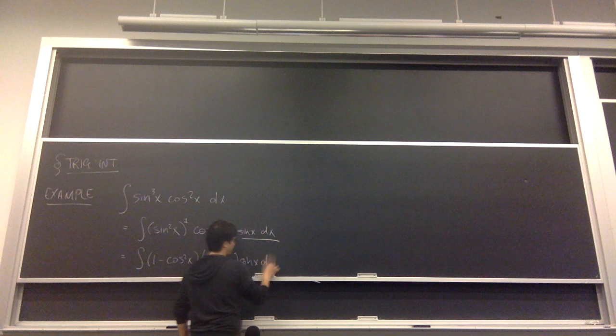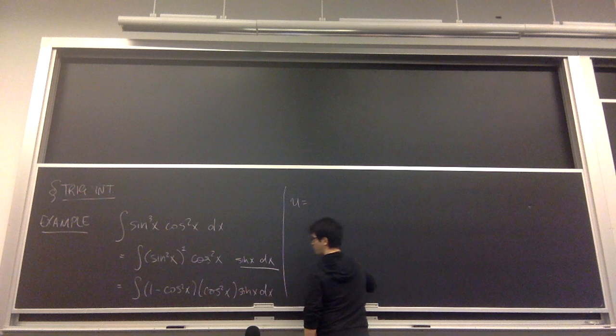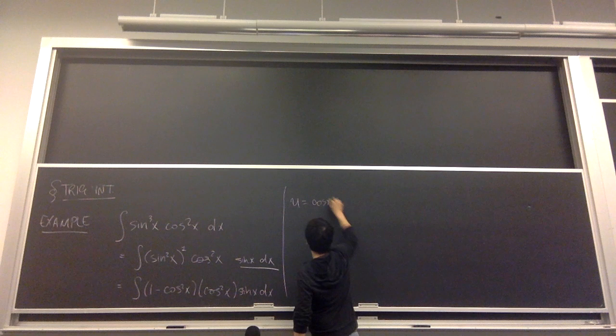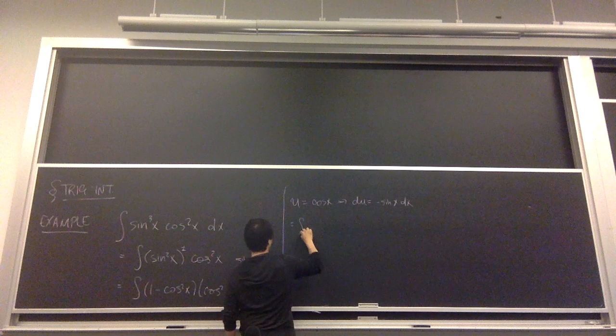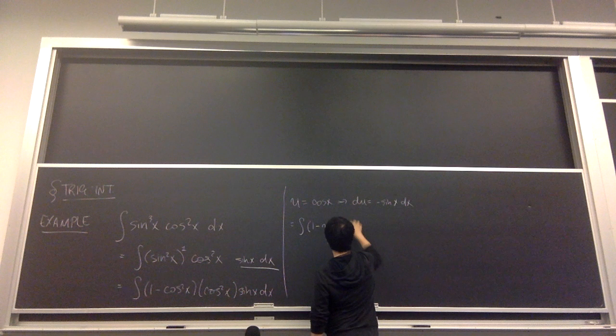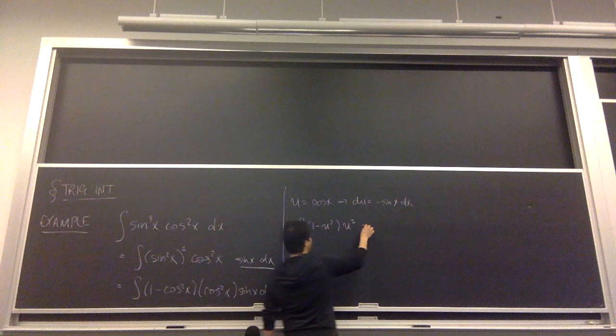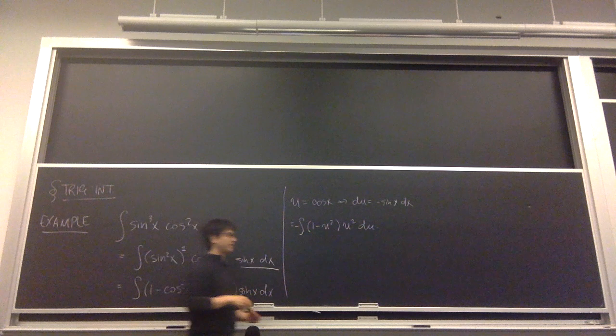And then if we perform the substitution, u is equal to what? What substitution do I use? Cosine x. Which means du is equal to minus sine x dx. Which means I can rewrite this integral as the integral of 1 minus u squared, u squared, and then sine x dx gets replaced with minus du, so I'm just going to put a minus out there, du, and then you can move from here. You should be able to complete this.